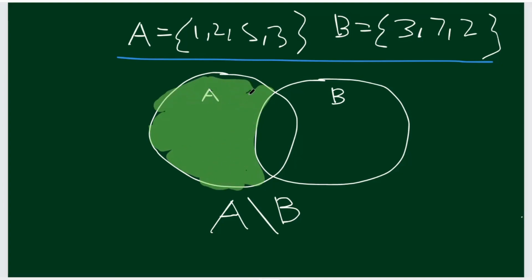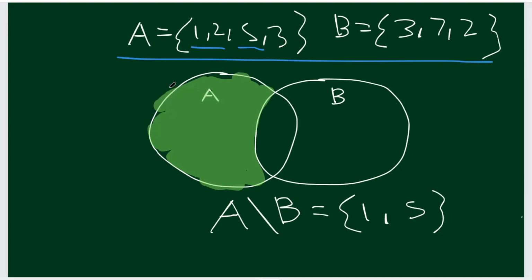So in this case, what would the difference be equal to? Well, here the only values that belong only to A are 1 and 5, right? 2 and 3 are in B, so it would be 1 and 5, a set that contains 1 and 5.